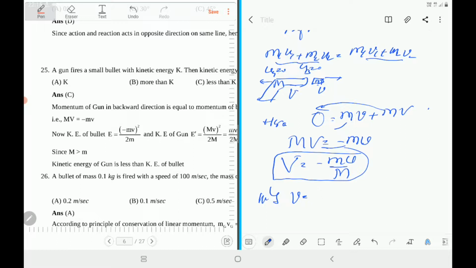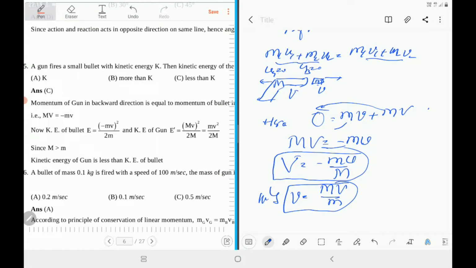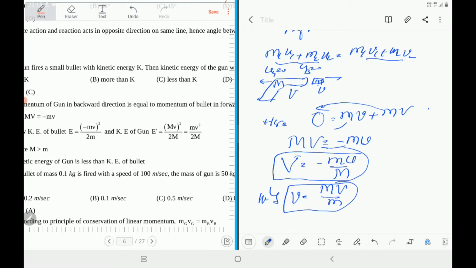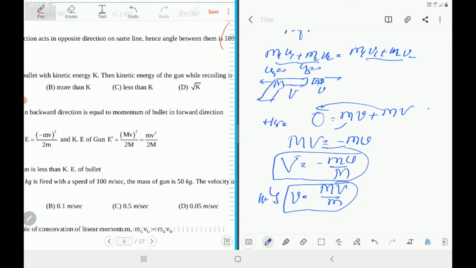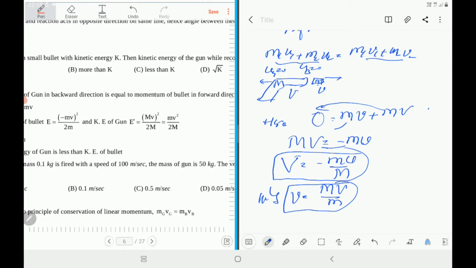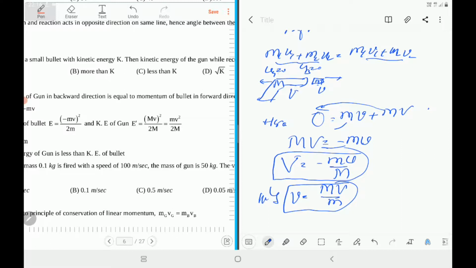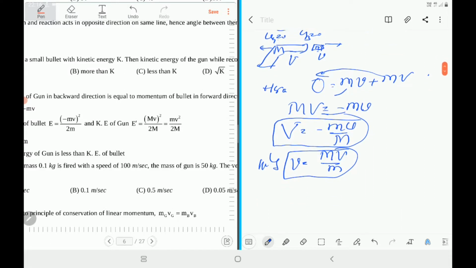That's why it is capital M capital V divided by small m. That's all. Now using this idea, you can easily calculate what the question wants you to find. A gun fires a small bullet with kinetic energy K. Then the kinetic energy of the gun while recoiling is less, more, or equal. That's what it wants you to find.